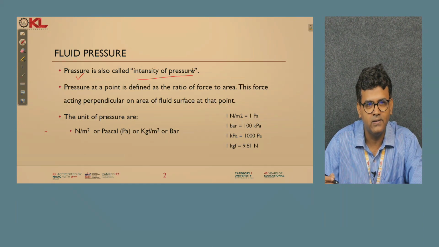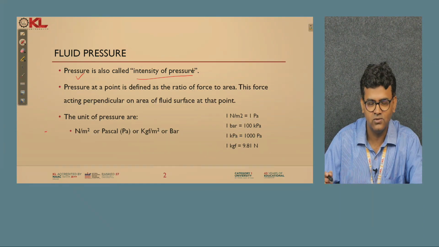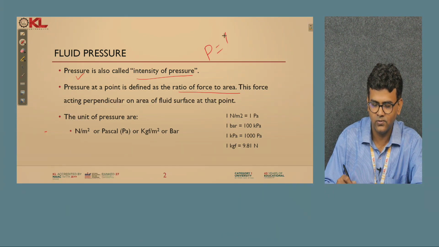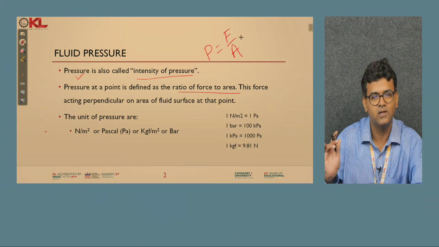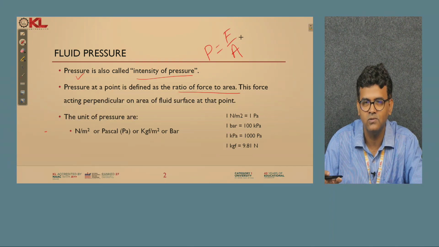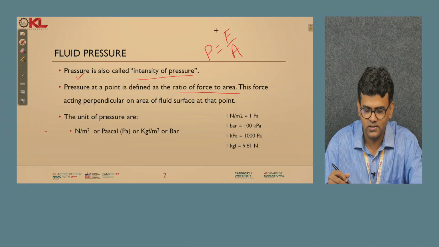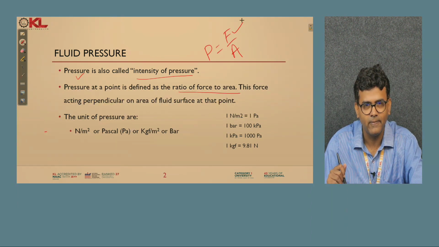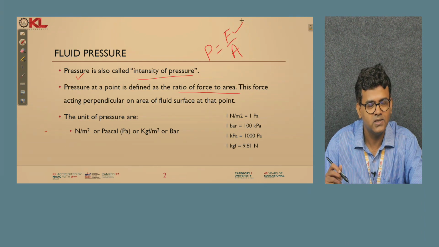Pressure at a point is defined as the ratio of force to area. That is pressure P equals force upon area. In simple words, it is the ratio of force to area. This force is acting perpendicular to that surface area at the point where you have to find the pressure.